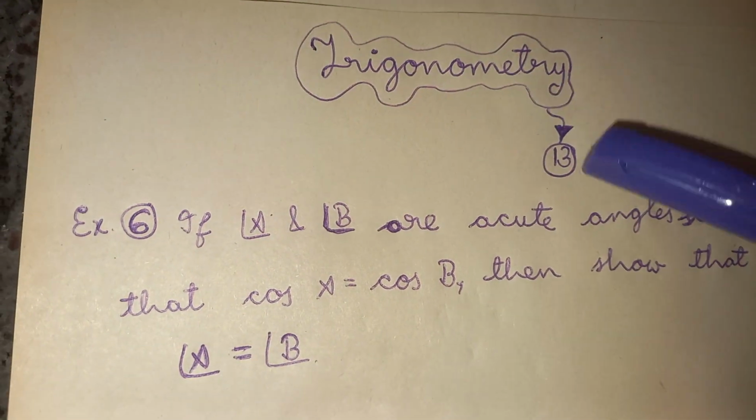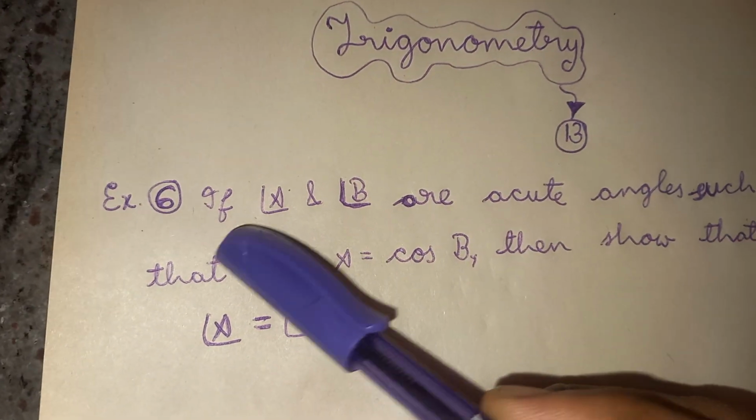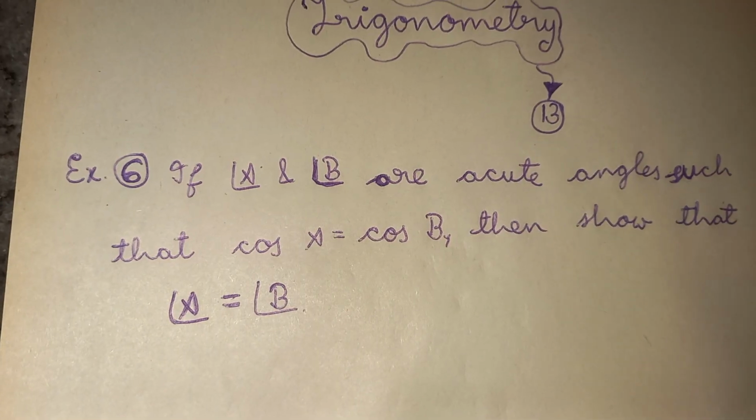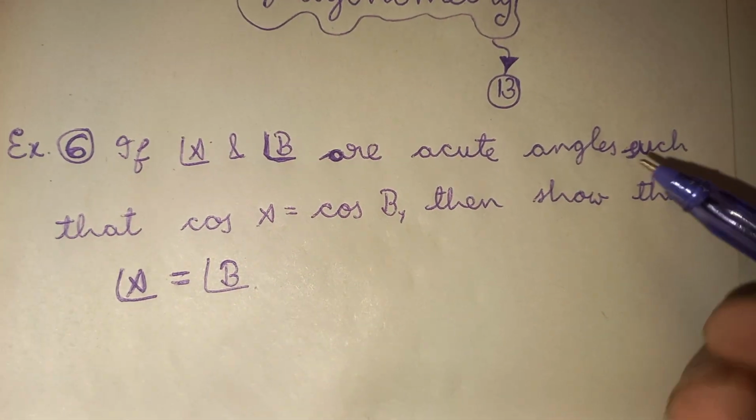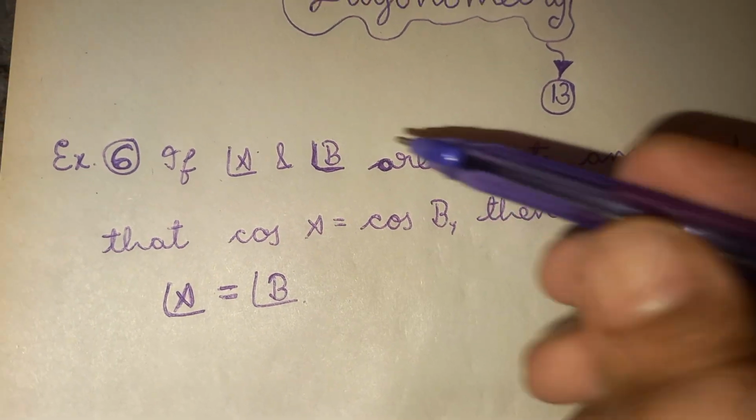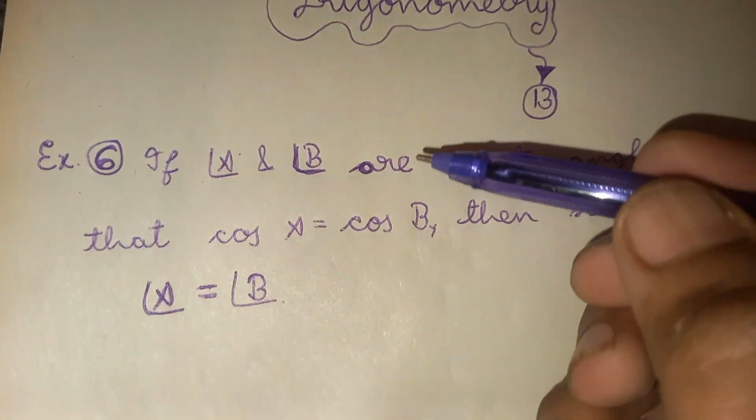Here I am going to tell the 13th video of trigonometry. Here they have given angles A and B are acute angles such that cos A equals cos B. Then show that angle A equals angle B. Now I am going to tell what the meaning of this is.